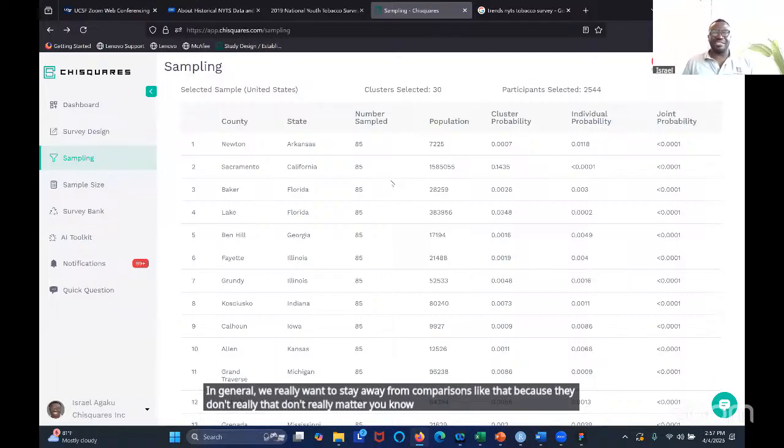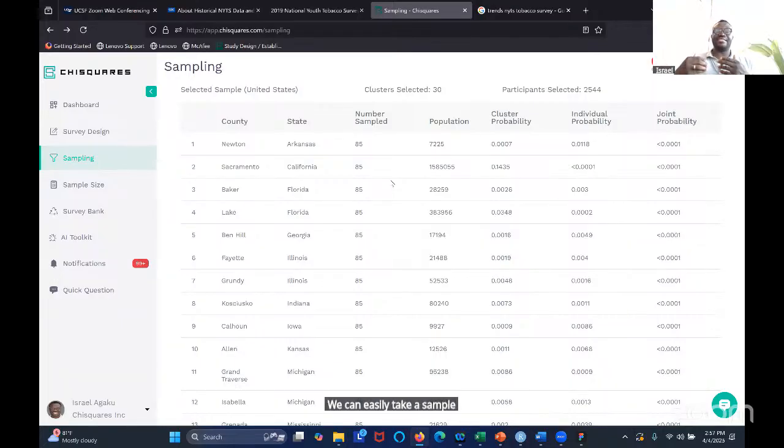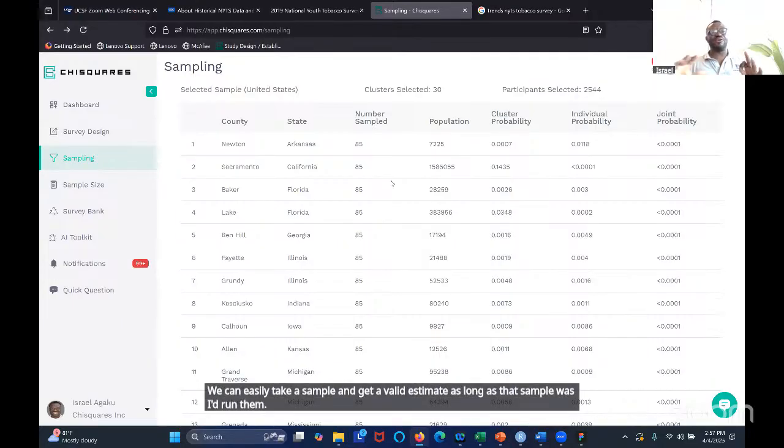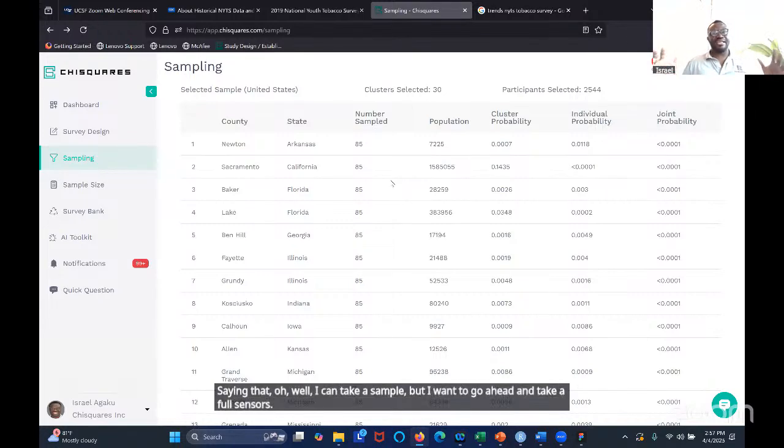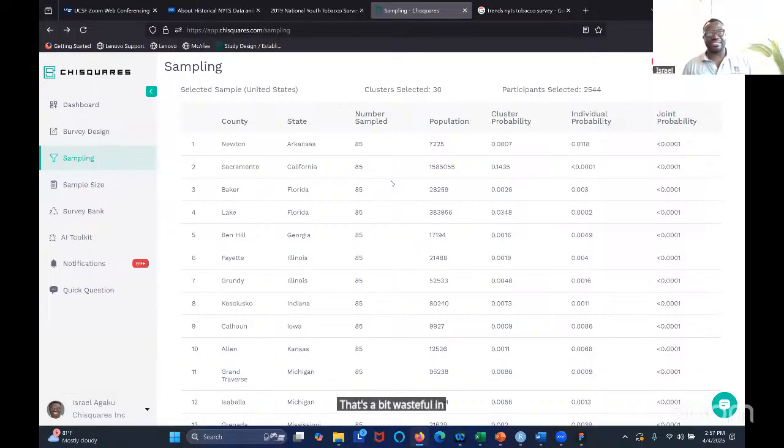A census is a census. We will rarely do a census. There's really no need for us to do a census, because we can easily take a sample and get a valid estimate as long as that sample was at random. So saying that, oh, well, I can take a sample, but I want to go ahead and take a full census, that's a bit wasteful in terms of resources.